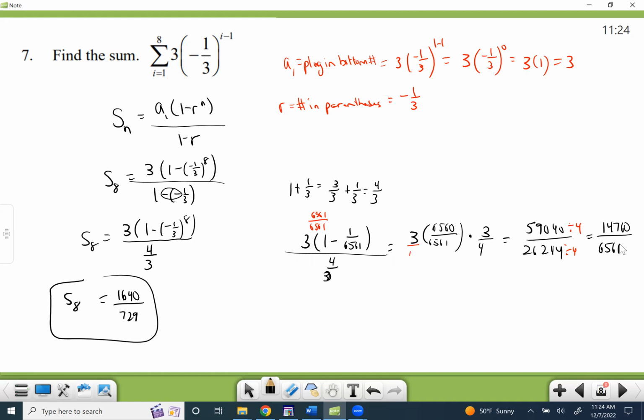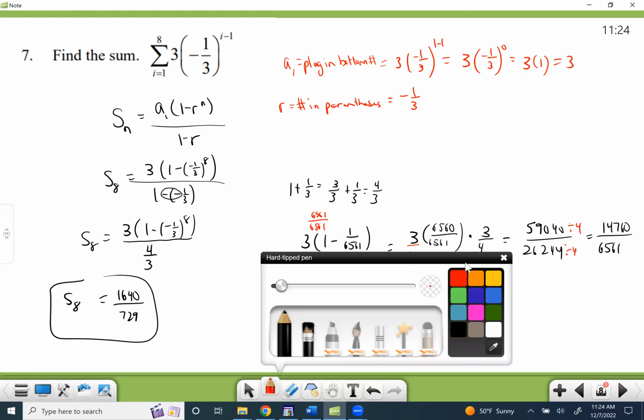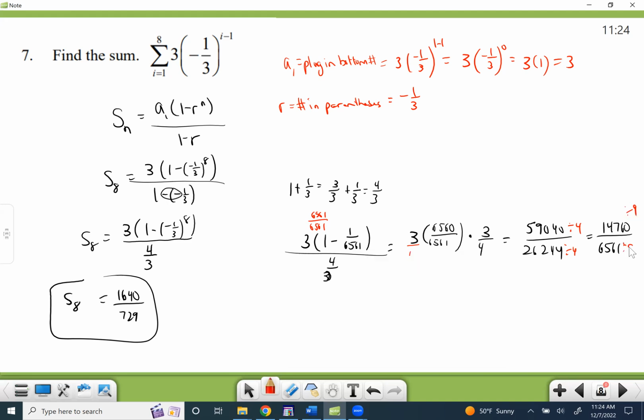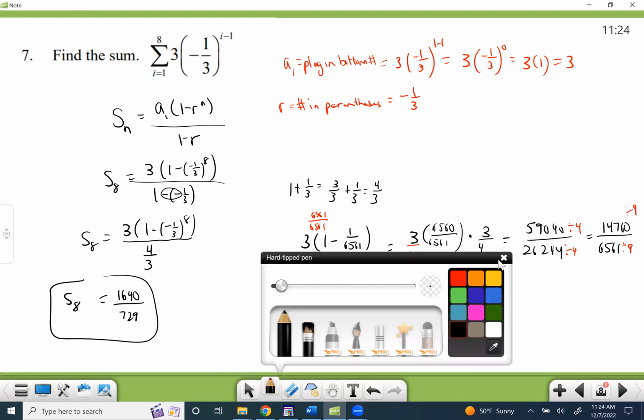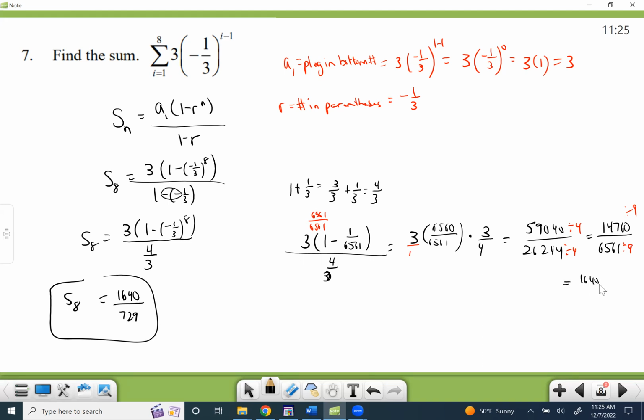Okay, so if you have a calculator that reduces fractions, cool, you don't have to go through this madness, but I know some of you guys don't. So I'm going to divide it by 9, you guys. Okay, so 14760 divided by 9. Ah, winner, chicken dinner. Okay, I got 1640. And then if I do 6561 divided by 9, 729. There it is. Okay. All right. So that's the long way. Moral of the story, man, get a good calculator, right?